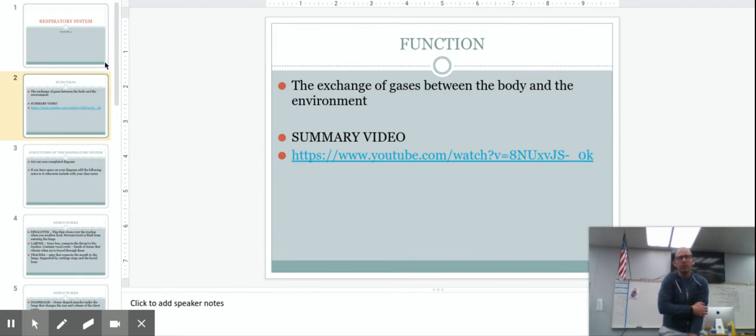Okay, so the primary function of the respiratory system is the exchange of gas between the body and the environment. Obviously, we've talked about this at length this year in terms of what those gases are. We're looking at oxygen, so that we can use it for cellular respiration to produce energy. That cellular respiration produces the byproduct or waste product that's carbon dioxide, and then that is the gas that's exchanged back, right? So we take oxygen in, we push carbon dioxide back out each time we breathe in, breathe out.